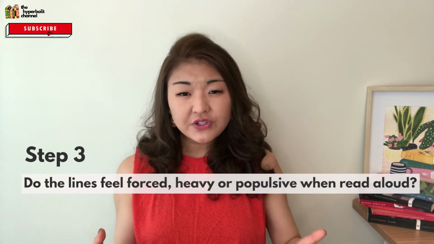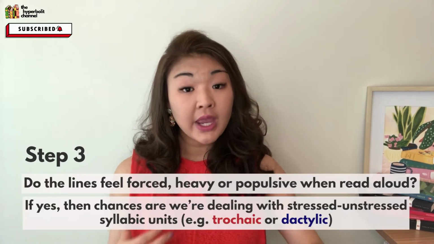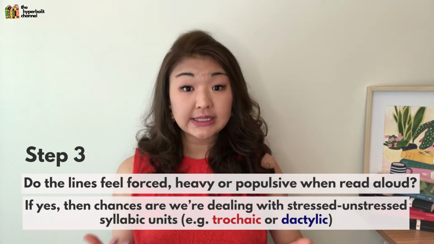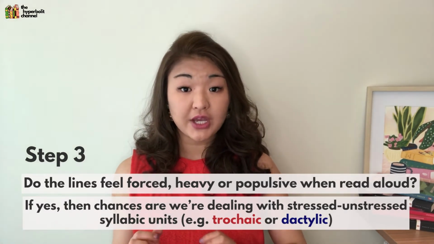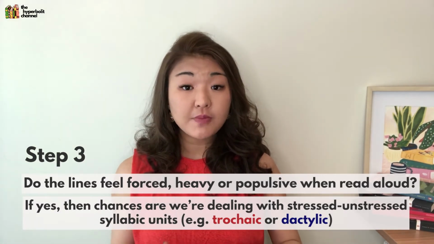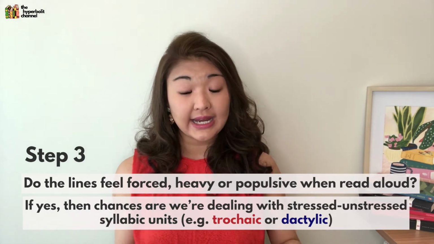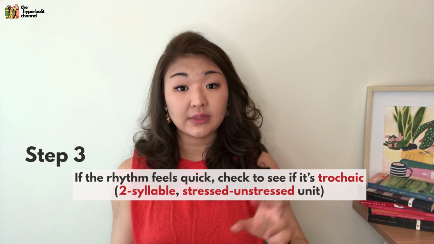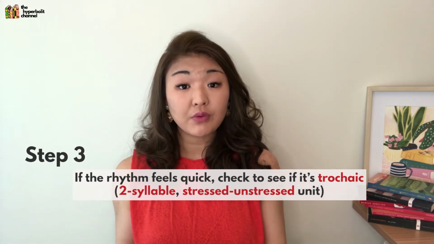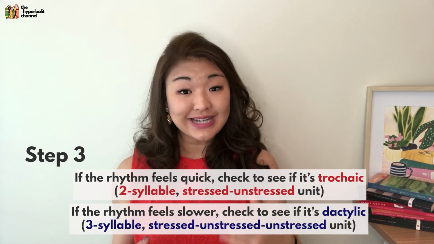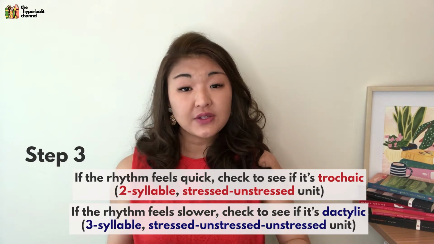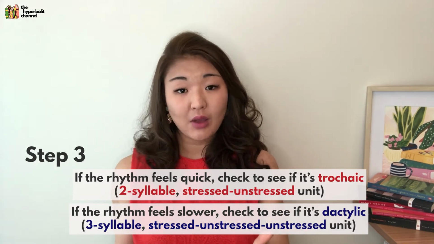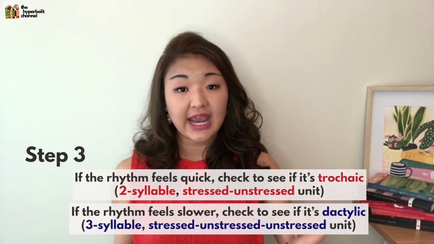Step 3. If it's not iambic pentameter, then ask yourself if the lines feel forced, heavy, or propulsive. If so, then we're most probably dealing with stress-on-stress rhythmic units, in which case it'll either be trochaic or dactylic. A quicker rhythm could point to trochaic because a trochee has only 2 syllables, whereas a slower rhythm may be dactylic because a dactyl contains 3 syllables. To see which one it is, then count how many sets there are to ascertain the meter.